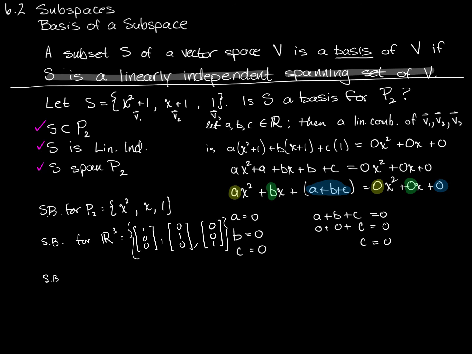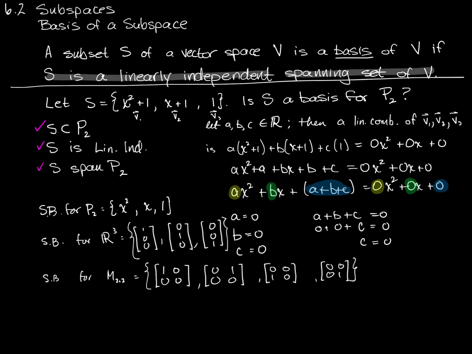The standard basis for M 2 by 2 is the collection of matrices. These are 2 by 2 matrices. There are going to be 4 of them. And they are 1, 0, 0, 0, 0, 1, 0, 0, 0, 0, 1, 0, and 0, 0, 0, 1. There's sort of a unit in each position. Right here I've got a unit in each position, row 1, column 1, row 1, column 2, row 2, column 1, and row 2, column 2.